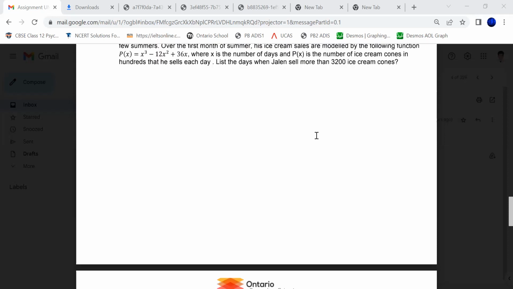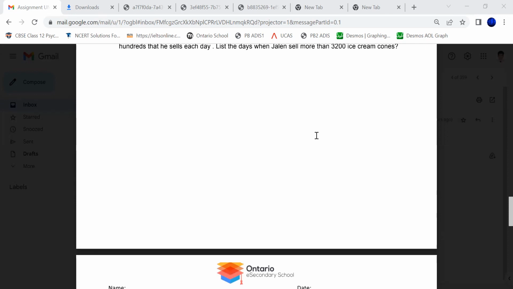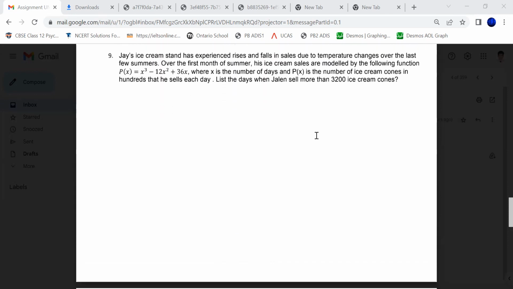I think the other one is easier. Should we do that first? No, I'm trying to understand the language actually. There are two ways in which we can understand this question. I am confused with x is the number of days. Number of days means which day of the month is that? No, it is the number of days. P(x) is the number of ice cream cones in hundreds that he sells each day.